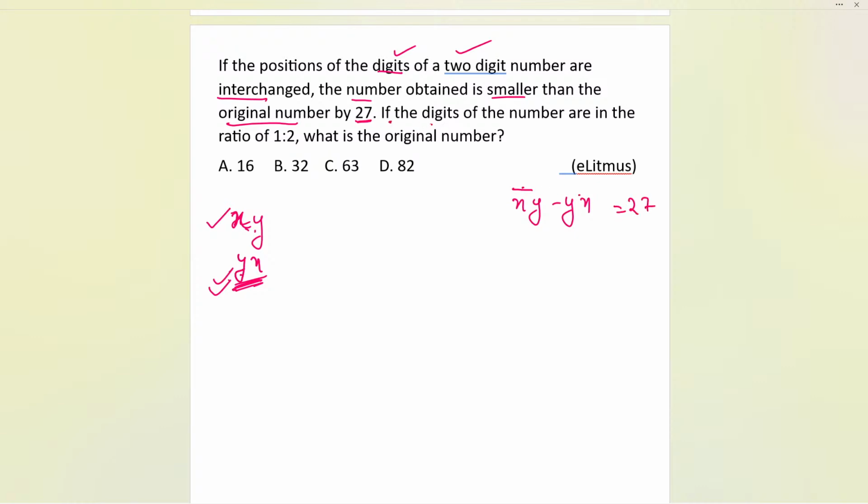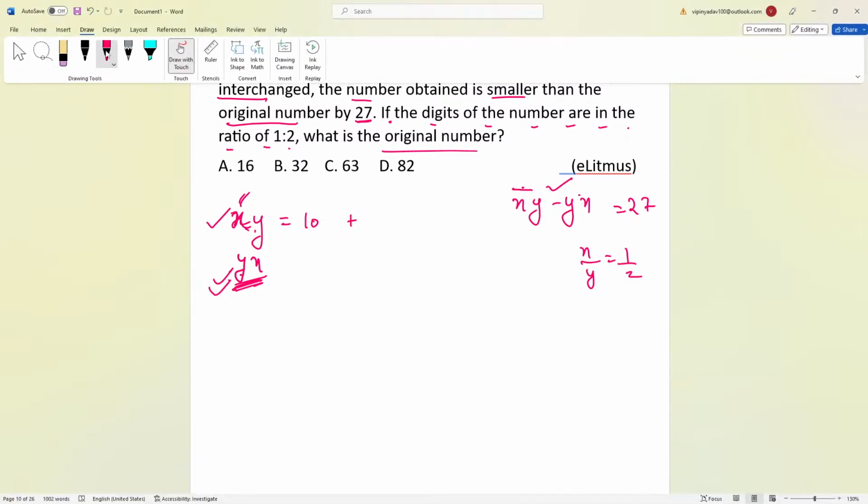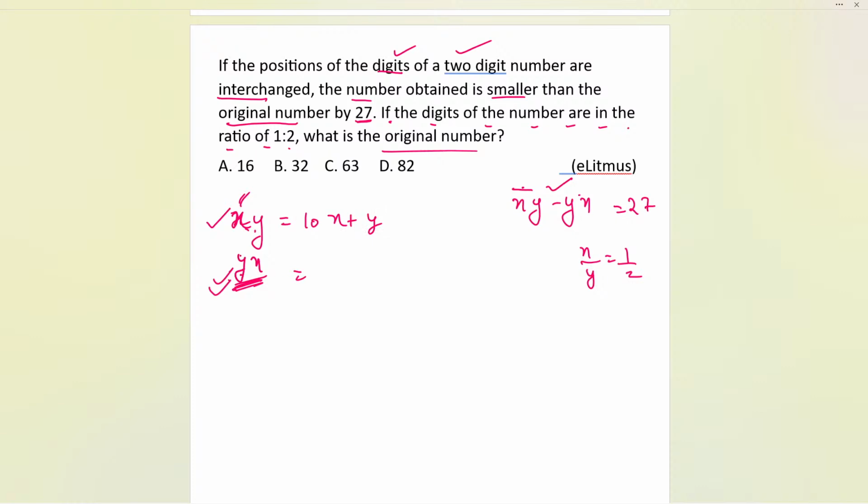Okay, if the digits of the number are in the ratio of 1 is to 2, x upon y is equal to 1 is to 2. Now, what is the original number? Okay, we'll use this condition. How? This number is x into 10 plus y, that is 10x plus y. Now here we have the tens place digit as y, so we write 10y plus x over here. Now this condition we will be using. Just put these values in: 10x plus y minus 10y plus x.